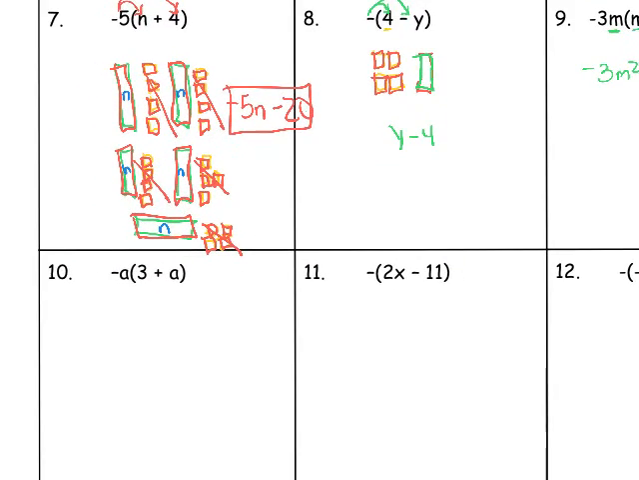Let's take a look at the next one. Here we have negative 3a and negative a squared. Negative times a positive is negative. A times a is a squared.